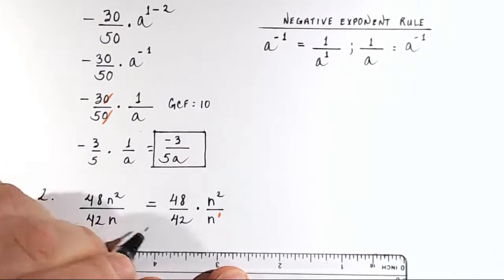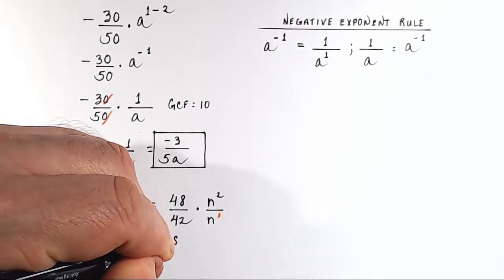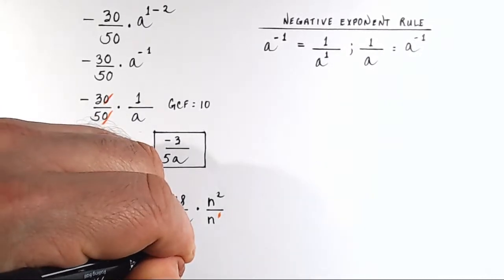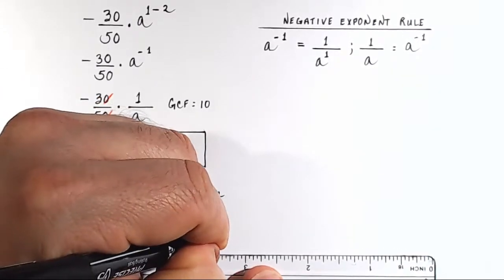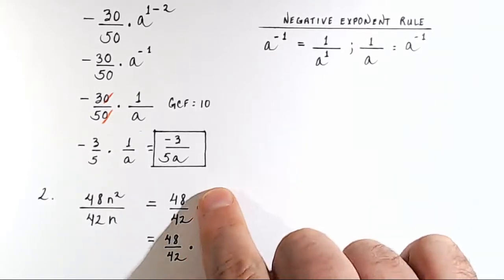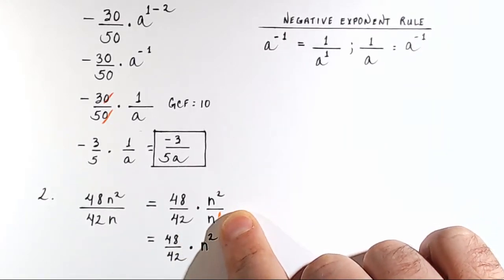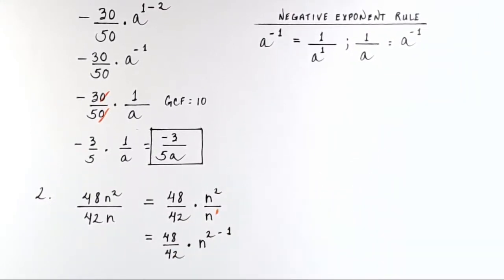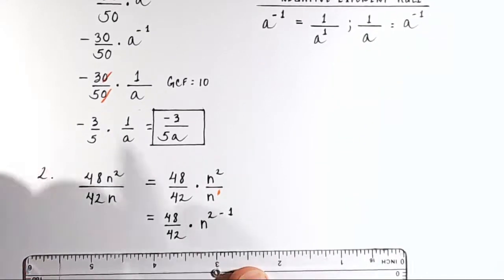So that is equal to 48 over 42 times n to the 2 minus 1. Remember the quotient rule: when the bases are the same, they're both n, we subtract the exponent for the variable in the denominator from the exponent for the variable in the numerator. It's just 2 minus 1, right? So what is 2 minus 1? It's just 1.